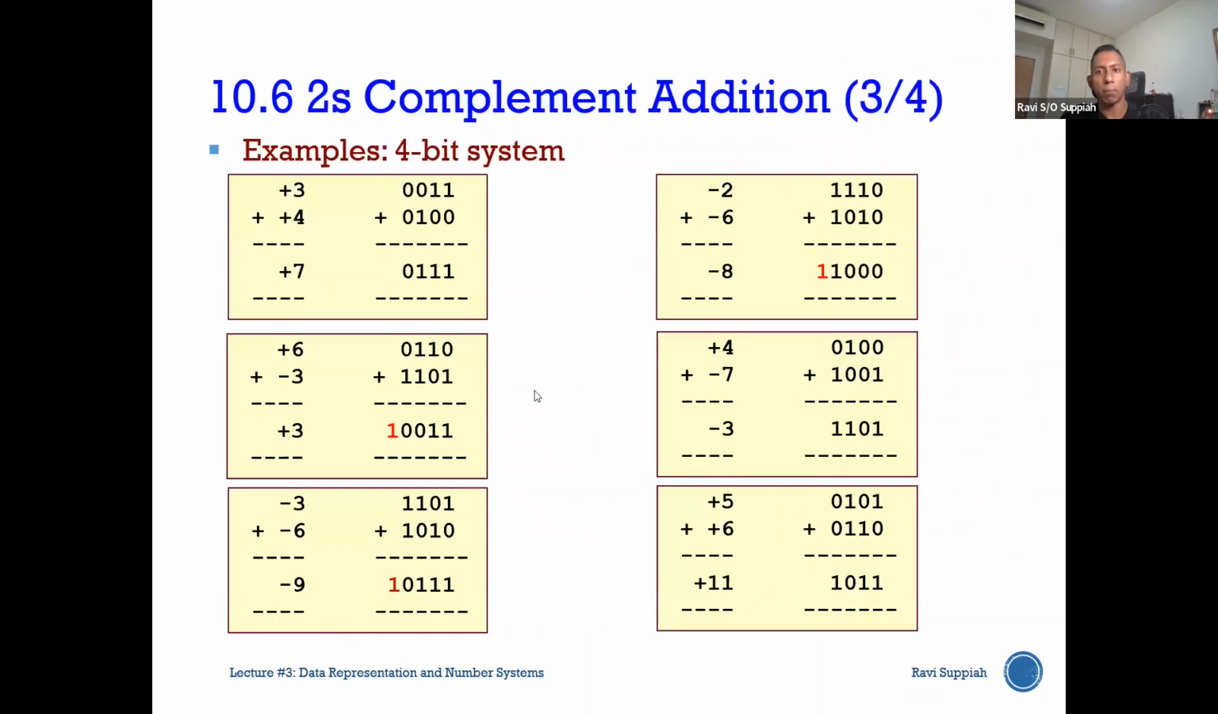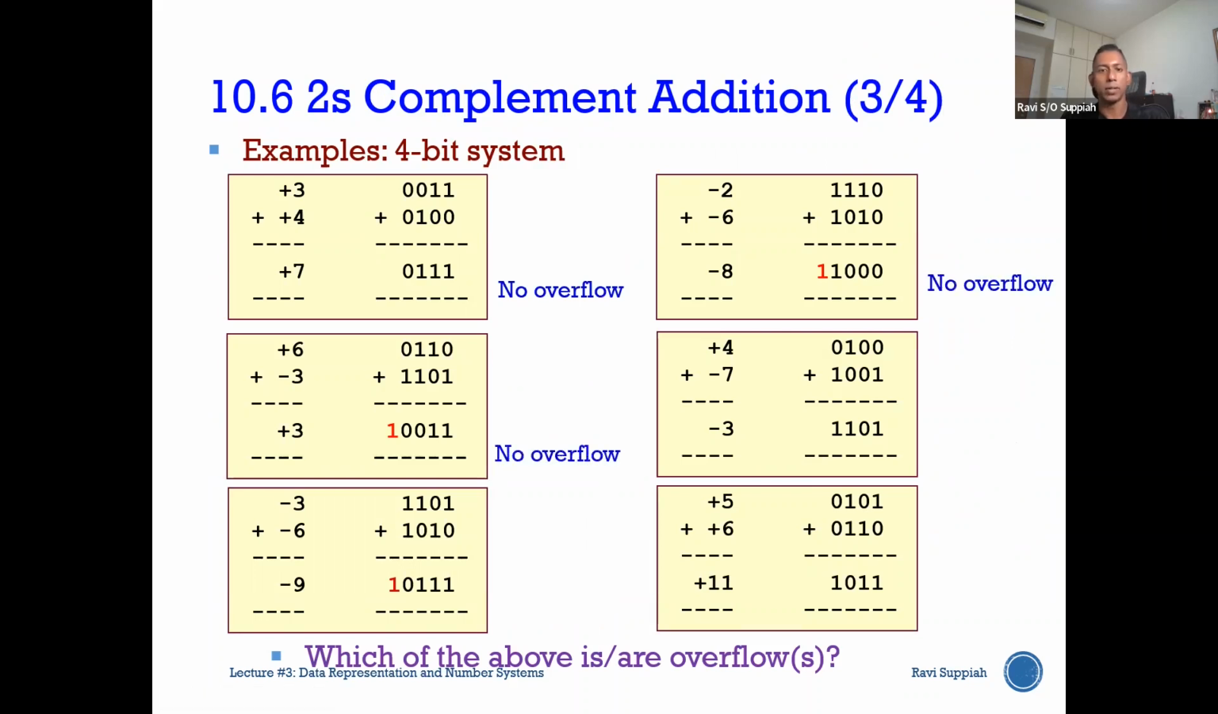These are just some examples. Which of them are overflow? To put it simply, the overflow condition occurs whenever you have two negative numbers and the answer is positive, or two positive numbers but the answer is negative. You can easily check by looking at the most significant bit of the answer to see whether there is an overflow condition.